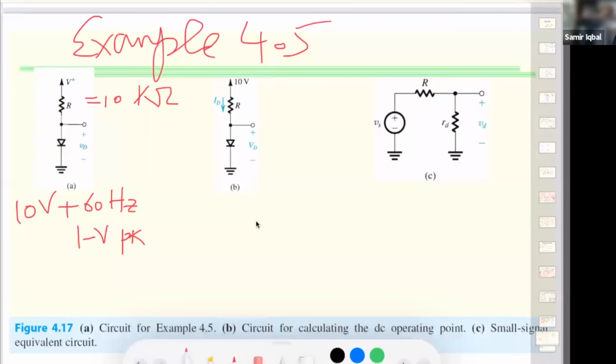It is known as the power supply ripple. Calculate both the DC voltage of the diode and the amplitude of the sine wave signal appearing across it, assuming the diode has a 0.7 volt drop at 1 milliamp.